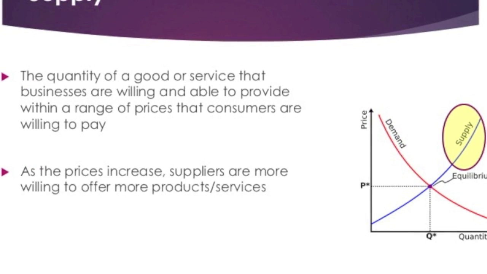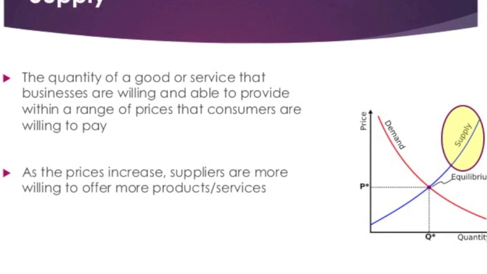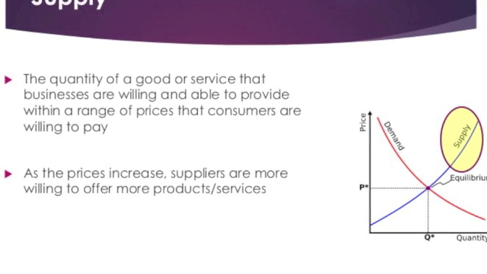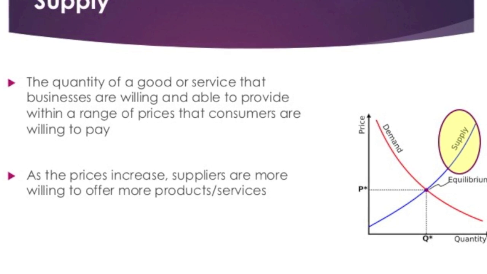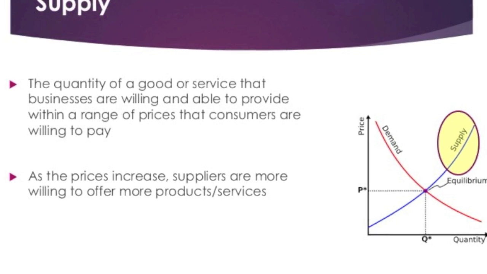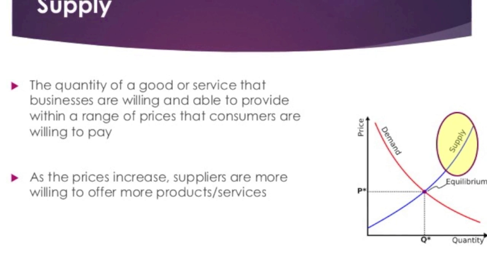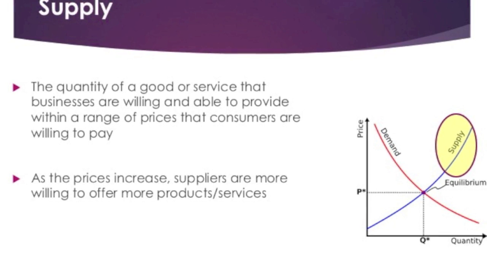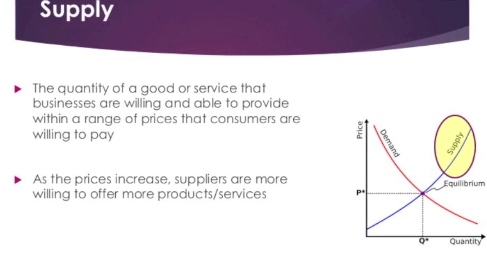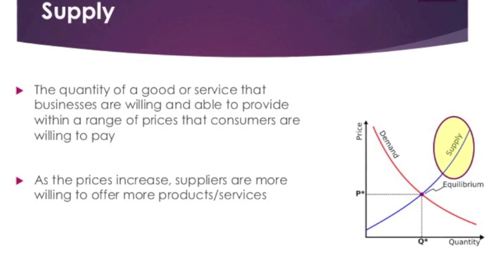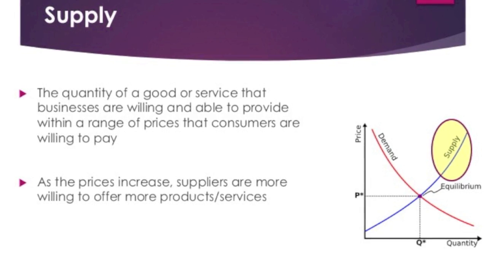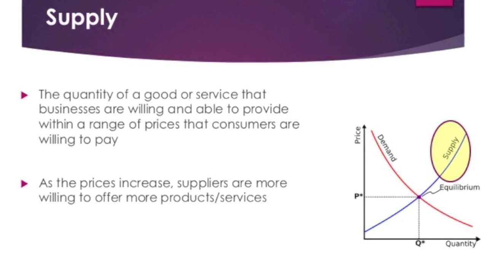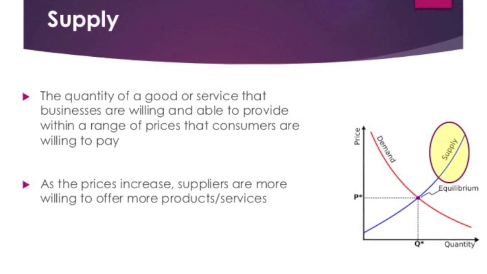Supply. Supply is the quantity of a good or service that businesses are willing and able to provide within a range of prices that people are willing to pay. If you look down in the right corner at the curve, I've highlighted where the supply curve is. It is the blue line. As the price increases, suppliers are more willing to offer more products and services. So basically what that means is, as people are willing to pay more, more suppliers are willing to get into the game and make the product or service.